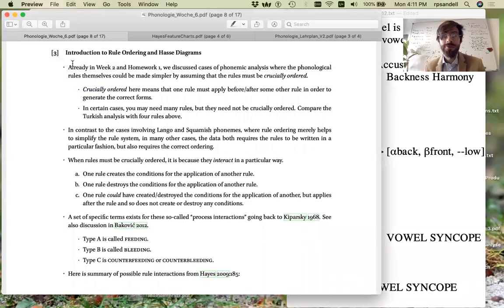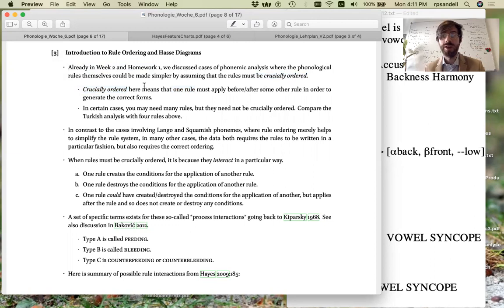As a final topic for today's lecture, I want to begin to address a theme which will continue to be of importance for the rest of the course, namely the notion of rule ordering. We've already seen fairly early on in the course instances in which phonemic analysis could help us to simplify an analysis by assuming that some rules could be crucially ordered. By crucially ordered here, I mean that one rule has to be assumed to apply either before or after another rule in order to generate the correct forms.